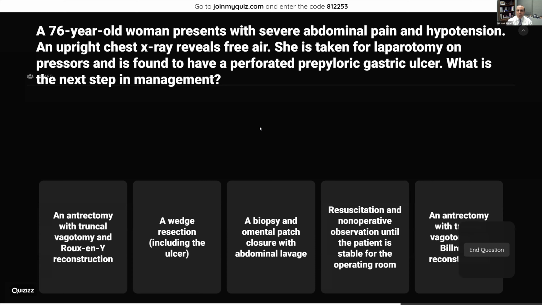An upright chest X-ray reveals free air. She's taken for laparotomy on pressors and is found to have a perforated prepyloric gastric ulcer. What is the next best step in management? An antrectomy with truncal vagotomy and Roux-en-Y reconstruction, a wedge resection including the ulcer, a biopsy and omental patch closure with abdominal lavage, resuscitation and non-operative observation until the patient is stable, an antrectomy with vagotomy and Billroth reconstruction.